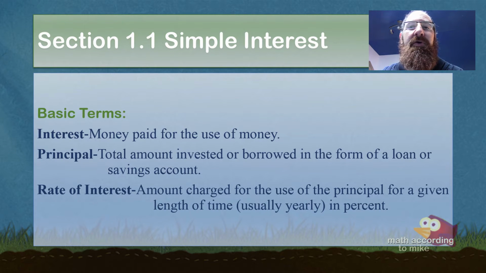Now be careful though, when you actually go to use the interest rate in the formula, you need to turn it into a decimal. And to go from a percent to a decimal, you move the decimal point 2 places to the left, which is Beyonce's favorite direction.